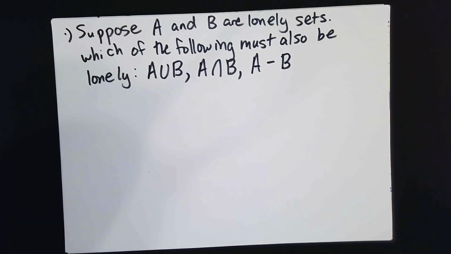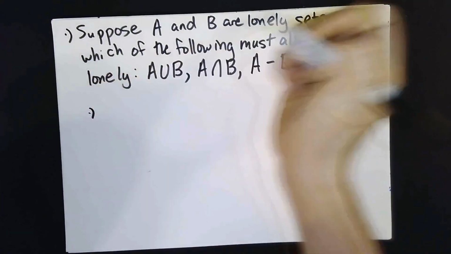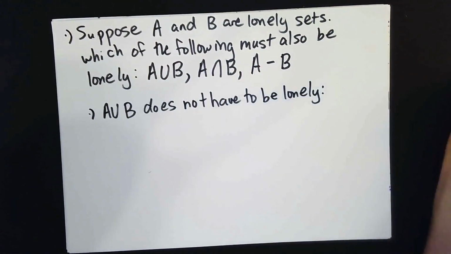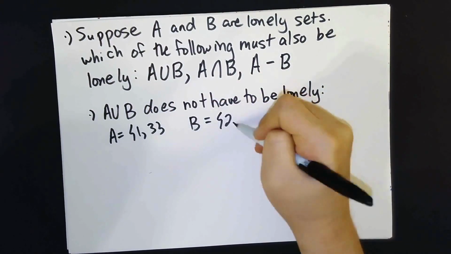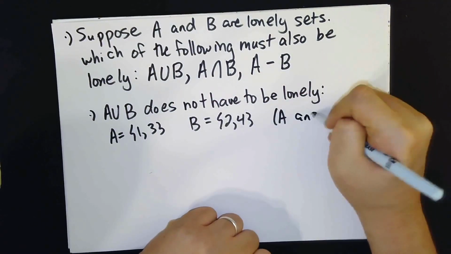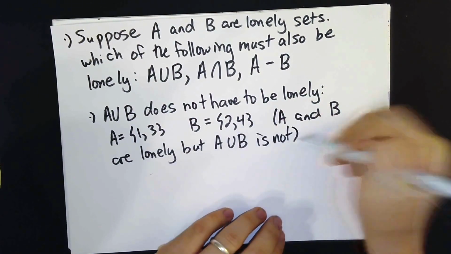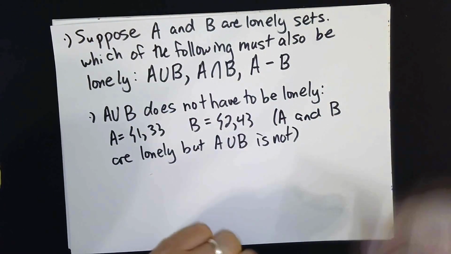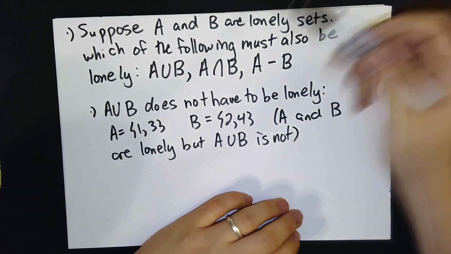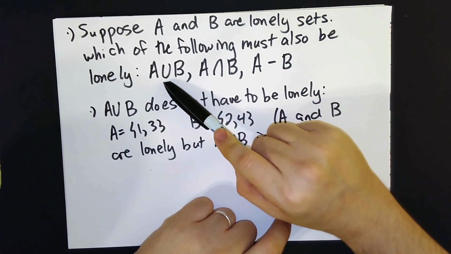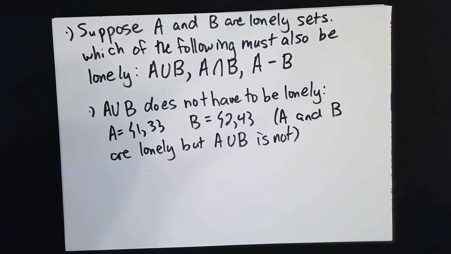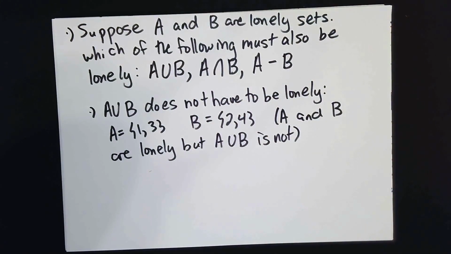So, first off here, let's write down the one that's not true. A union B does not have to be lonely. Here's an example. Here, A is lonely and B is lonely, but A union B is not. Note, the way I framed this is really just 3 proof or disprove questions. And so we just disproved the claim that A union B had to be lonely by giving a counterexample. The other 2 happen to be true.